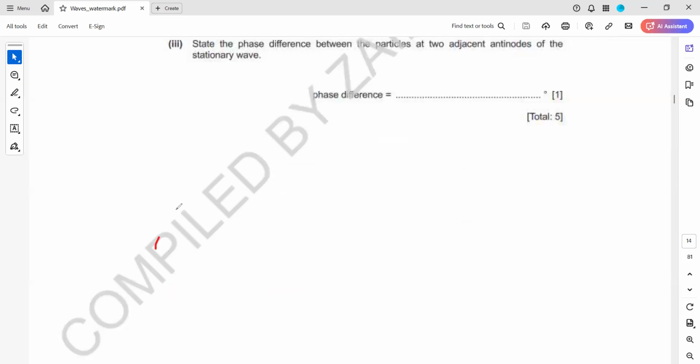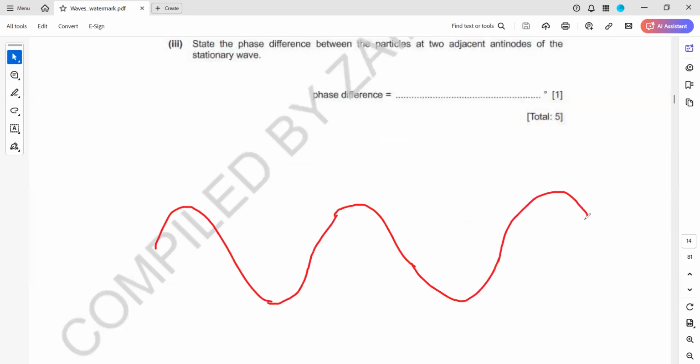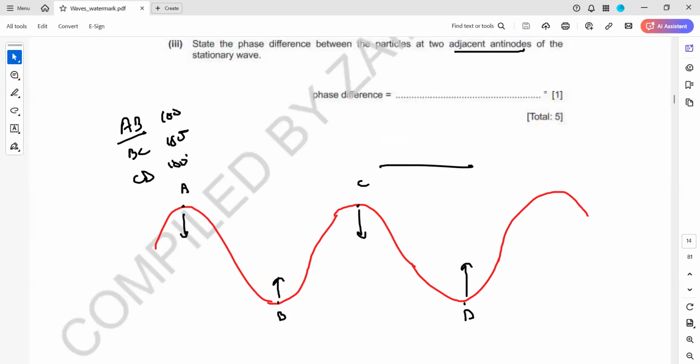If we take three antinodes, say we took four antinodes, A, B, C, D. A is going down, B is going up, C is going down, D is going up. But the question is adjacent. So what are the adjacent antinodes? Adjacent antinodes are AB. You can see AB are 180 out of phase. What about BC? BC is also 180 out of phase. What about CD? CD is also 180 out. All the adjacents are 180 out of phase. AC are in phase, but these are successive, not adjacent. These are called adjacent antinodes. These are successive antinodes on the same side. They will be in phase.